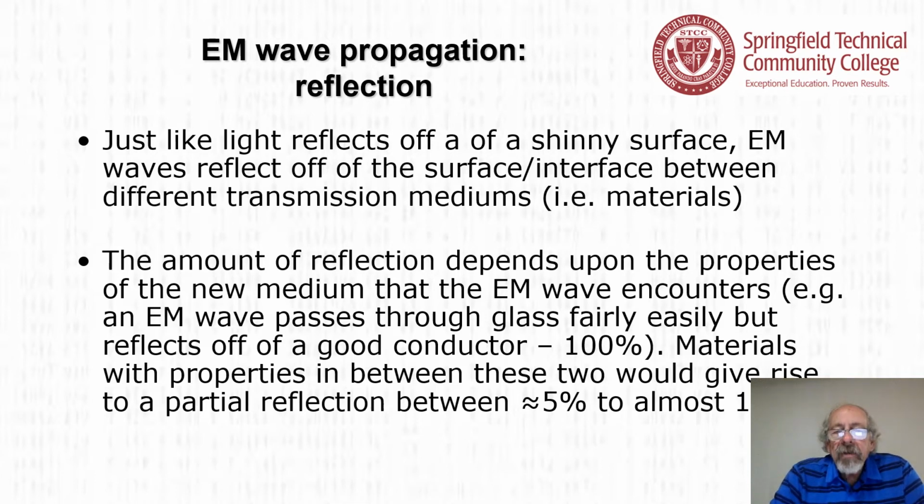Just like light reflects off of a shiny surface, electromagnetic waves reflect off the surface or interface between different transmission mediums, i.e. materials. The amount of reflection depends upon the properties of the new medium that the electromagnetic wave encounters. For example, an electromagnetic wave passes through glass fairly easily, but reflects off of a good conductor, 100% reflection. Materials with properties in between these two would give rise to a partial reflection between 5% to almost 100%. It all depends upon the material.